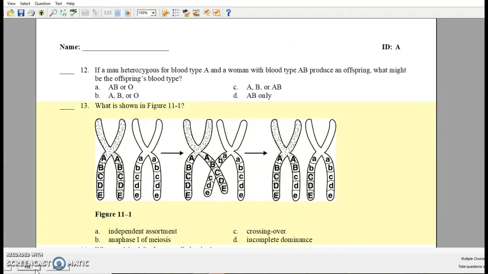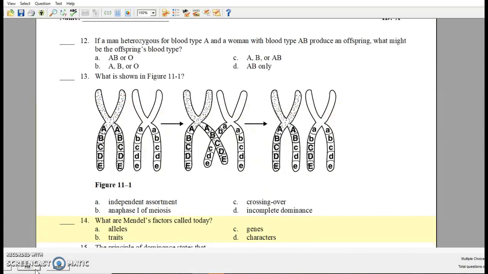What is shown in figure 11-1? This is showing where the tetrads are lined up in prophase I of meiosis, and the chromatids are overlapping and exchanging genetic material. This is called crossing over, C, and this is what gives us great variation and great diversity. This is why you might look like your sibling, but not exactly like your sibling.